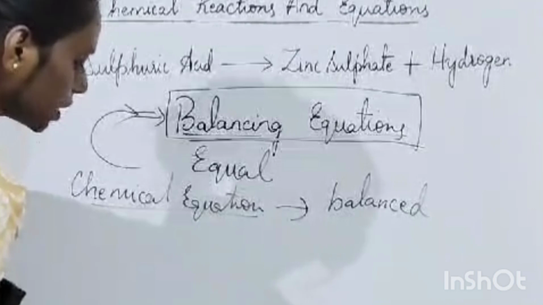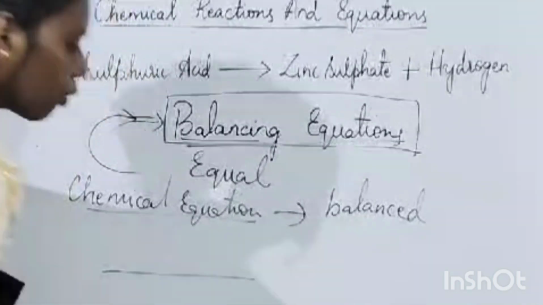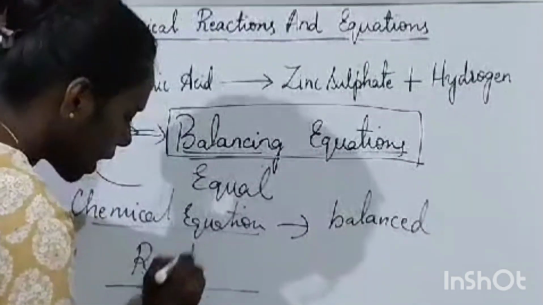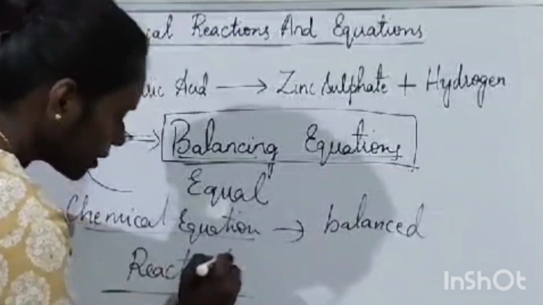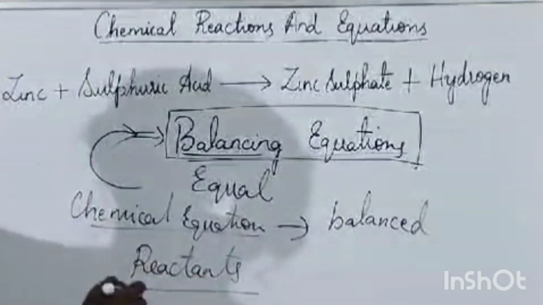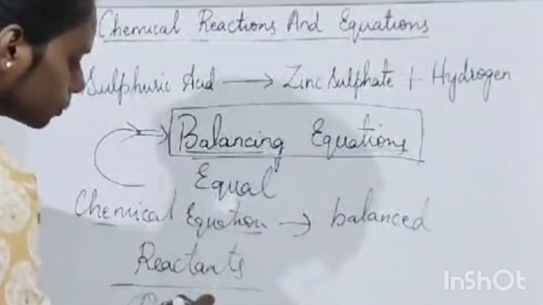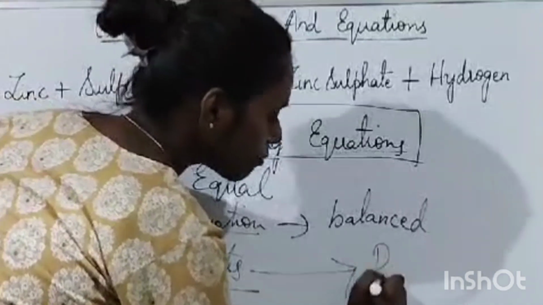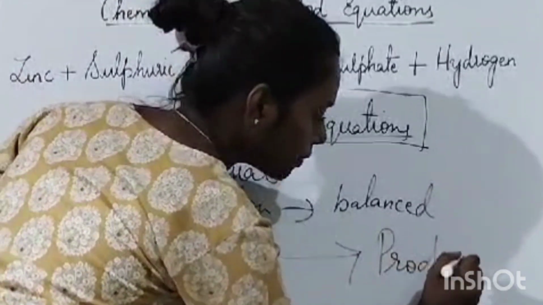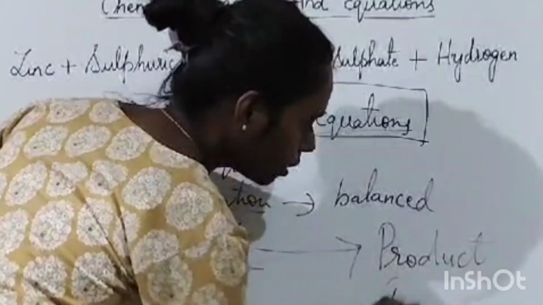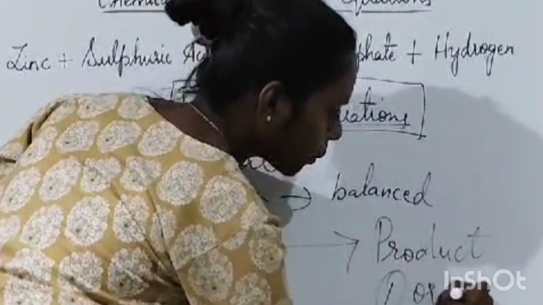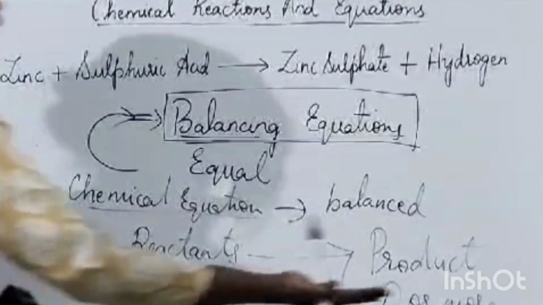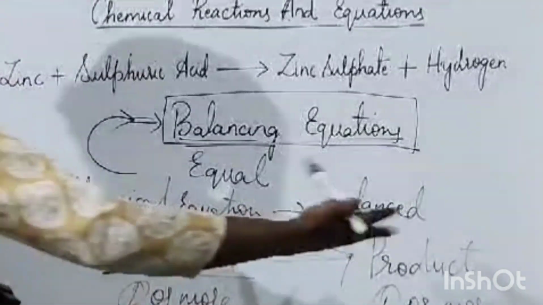A chemical equation is nothing but one or more reactants reacting. So on our left hand side we have the reactants. One or more reactants will react to give final products. Even the product can be either one or more than one. So here reactants are reacting to give products, either one or more.